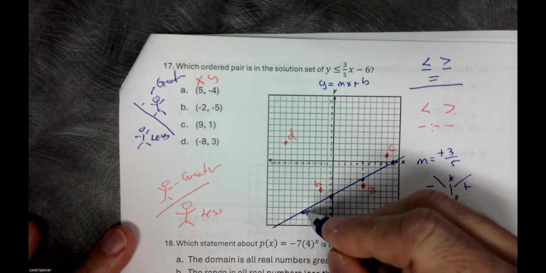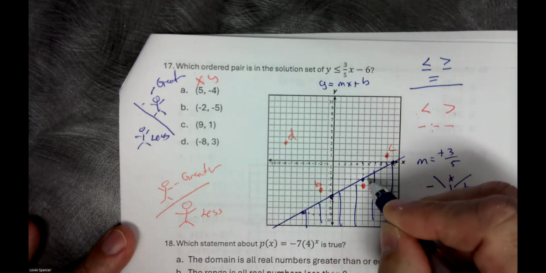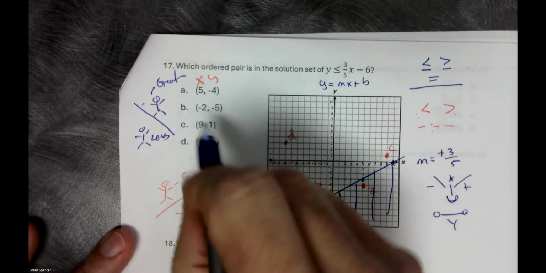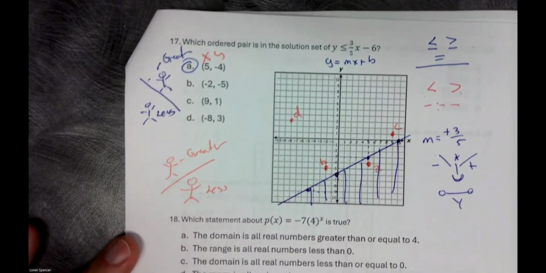So we need the part that's less than. So we need this part right here. And clearly we see that answer choice A is the one that is less than because the tree would have fallen on top of them.